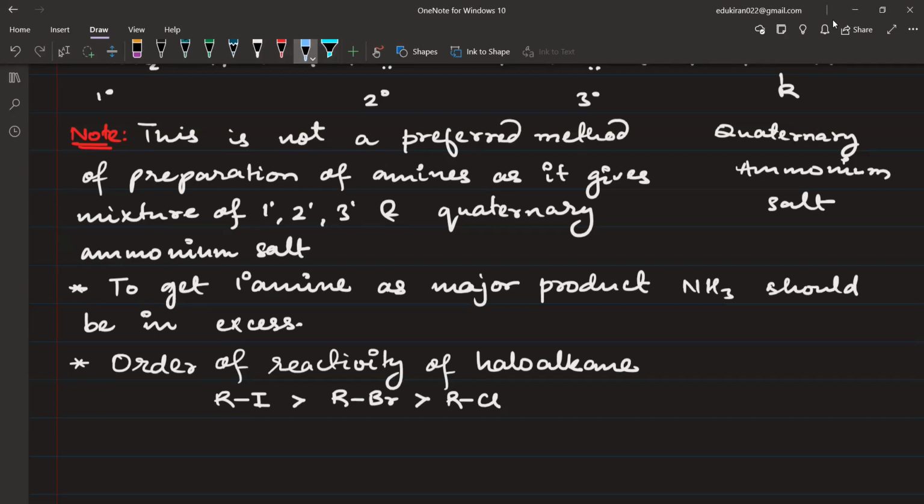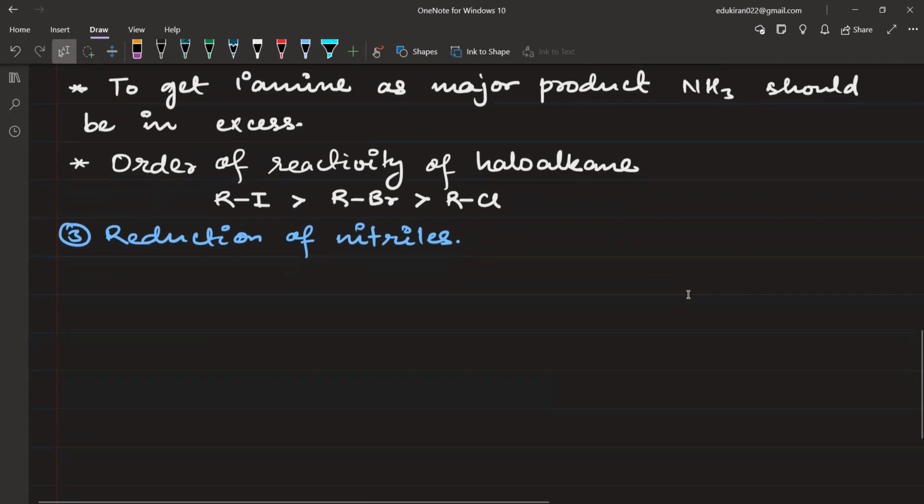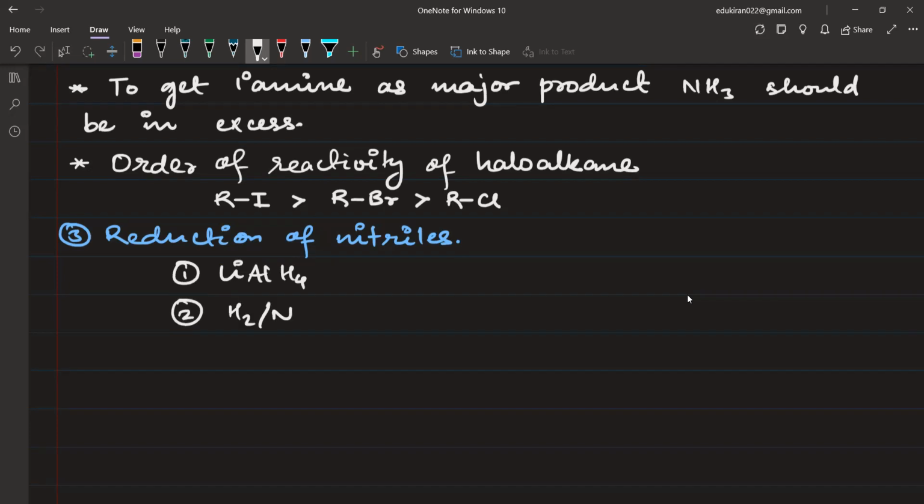Once you're done, you will write reduction of nitrile. That is the third method of preparation. Reduction of nitriles. Now we can do reduction of nitrile using lithium aluminium hydride. Secondly, we can do hydrogenation in the presence of nickel. And third, we can use sodium amalgam, Na in Hg, in the presence of ethanol. Okay, so these are the three reagents that we can use, and all of them are going to give you the reduction of nitrile.